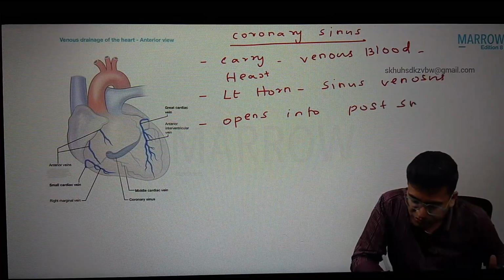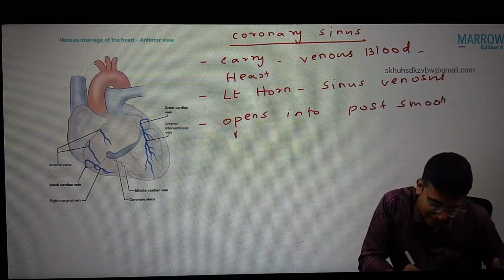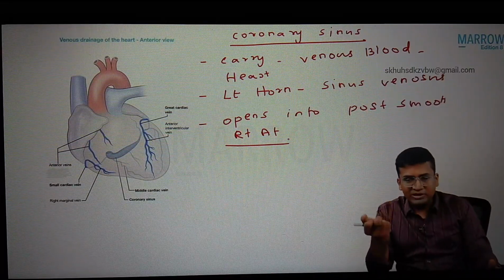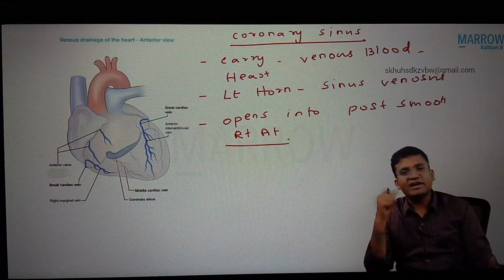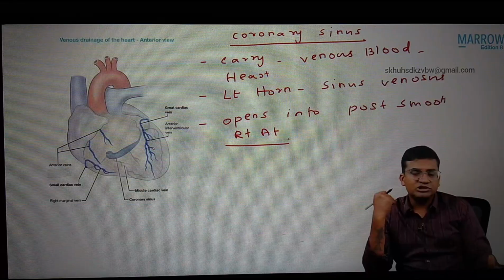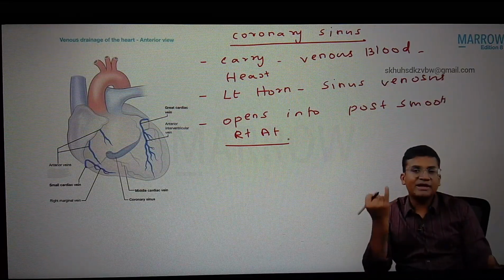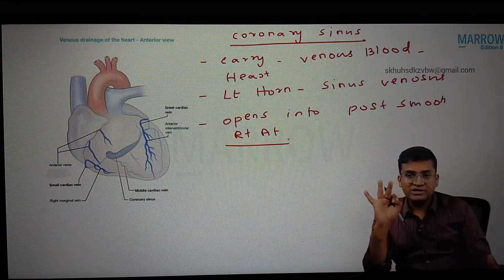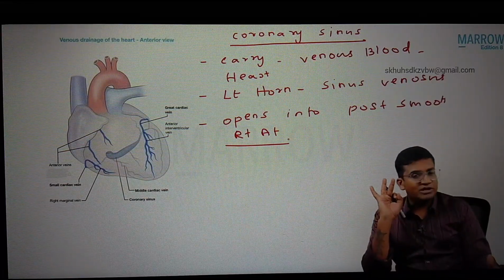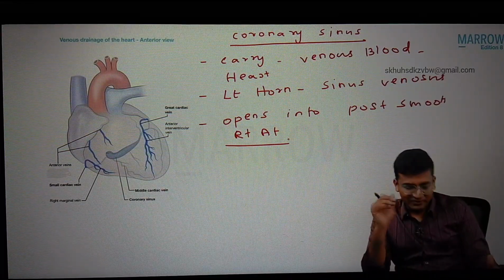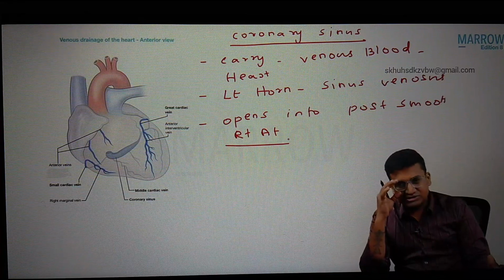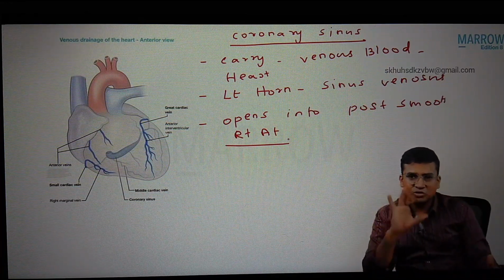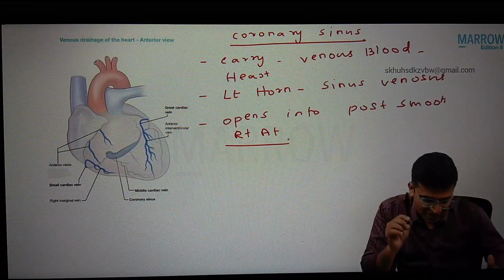The coronary sinus opens into the posterior smooth part of the right atrium. The posterior smooth part of the right atrium receives the superior vena cava, inferior vena cava and also the coronary sinus. So three veins open into it. Clear? Now what is the course? Again, the course is not that important. Have some basic idea about the course of the coronary sinus; that is more than enough.